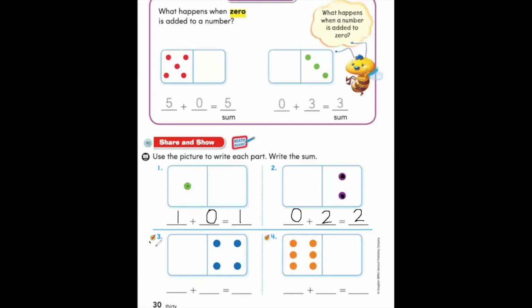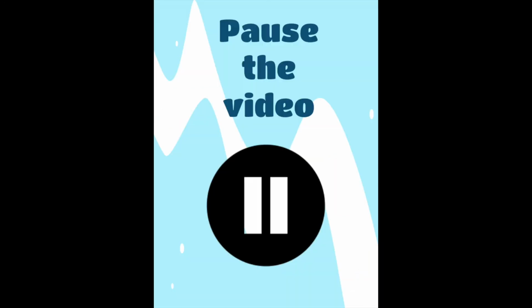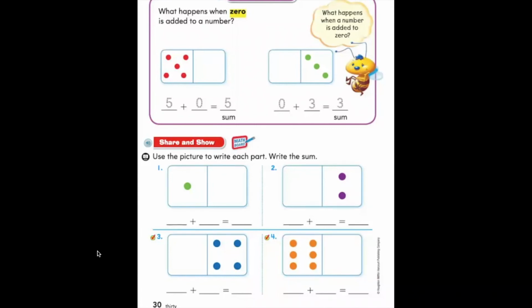Now I want you to try number 3 and number 4 on your own. Now that you've finished number 3 and 4, let's go over it. Number 3 shows no dots in the first part. So you should have 0 on that first line. The second part shows 4 dots. That means you should have the number 4 on the next line in your addition sentence.